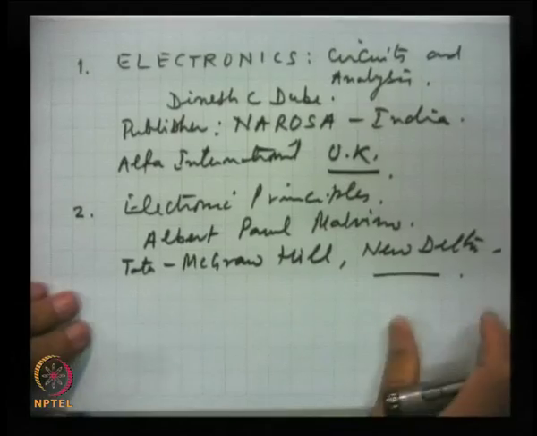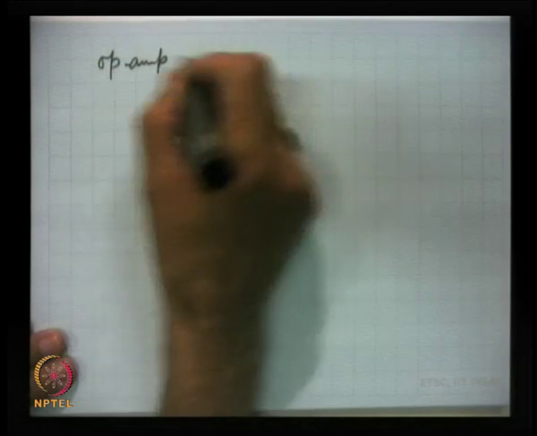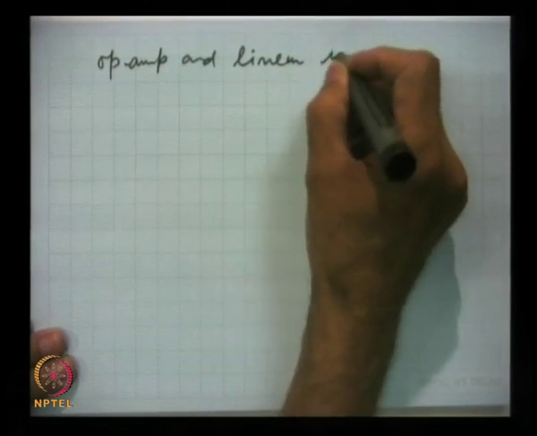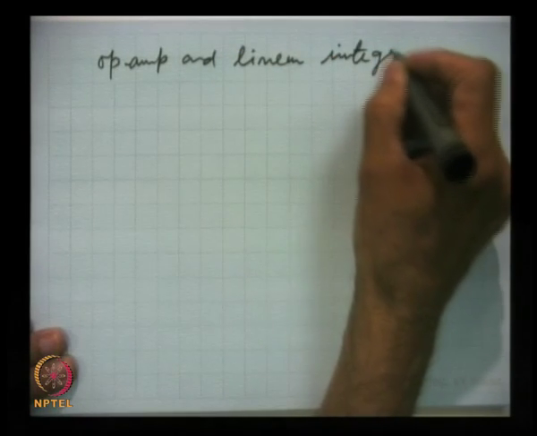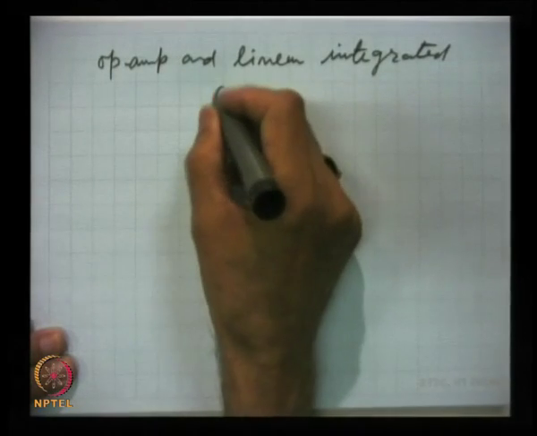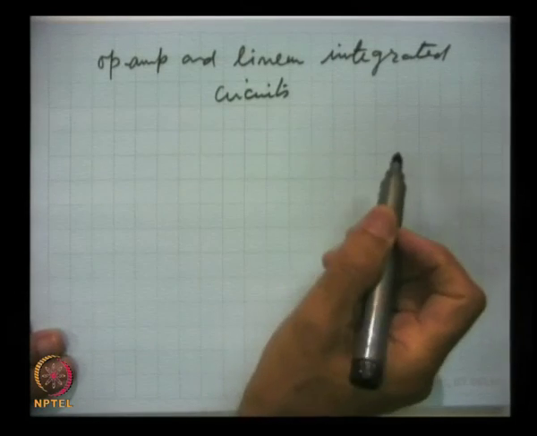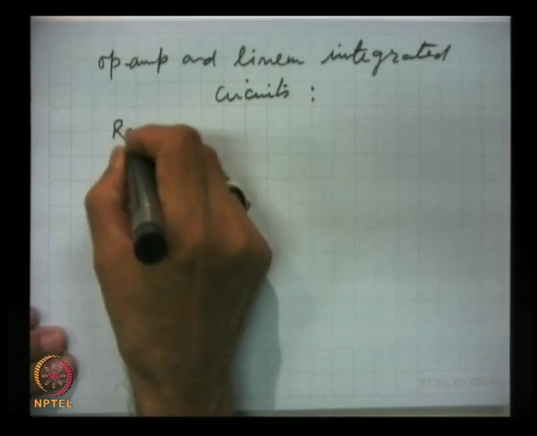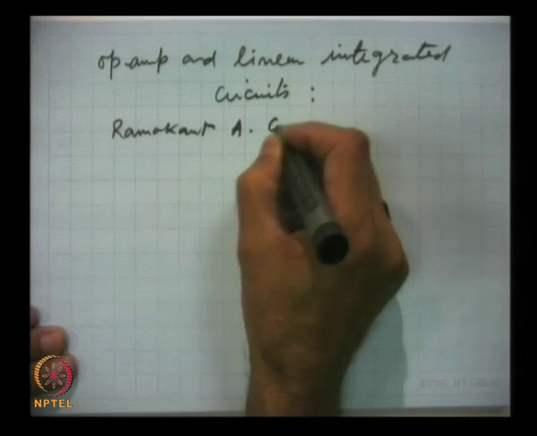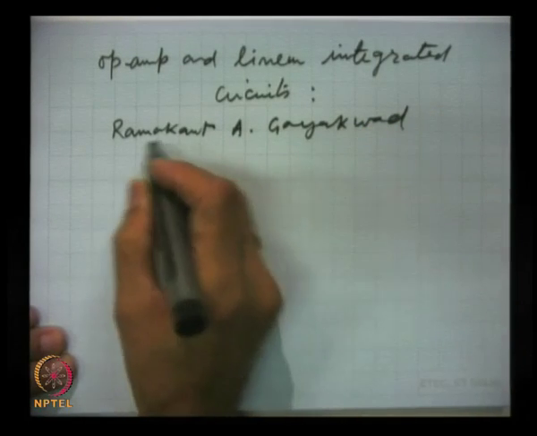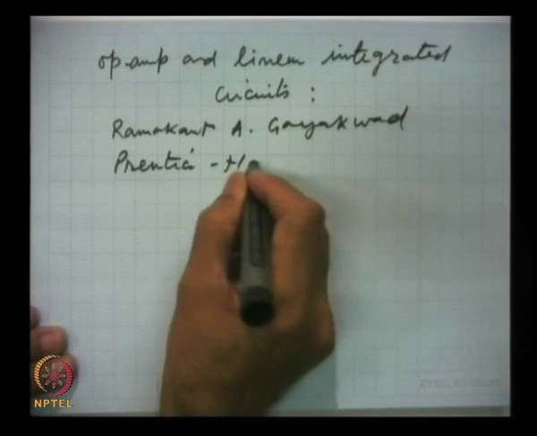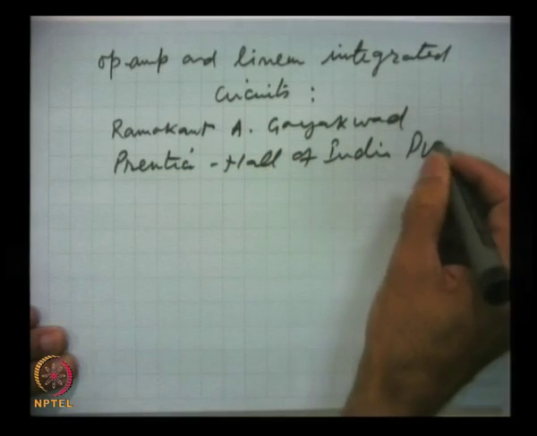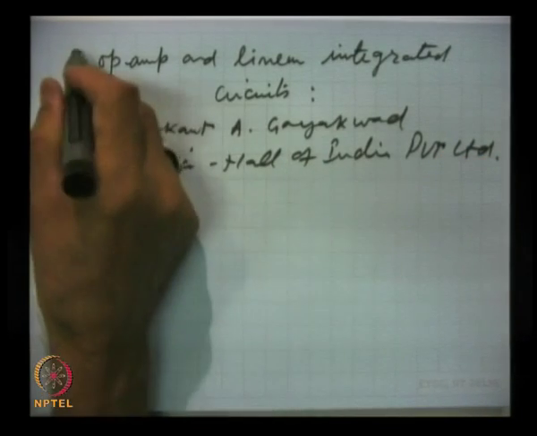For op-amps, those who want to go into greater detail, there is a book by Ramakant Gaikwad. The title is Op-amps and Linear Integrated Circuits, by Ramakant A. Gaikwad, published by Prentice Hall of India Private Limited. Very good book. The whole book is on op-amps and integrated circuits.